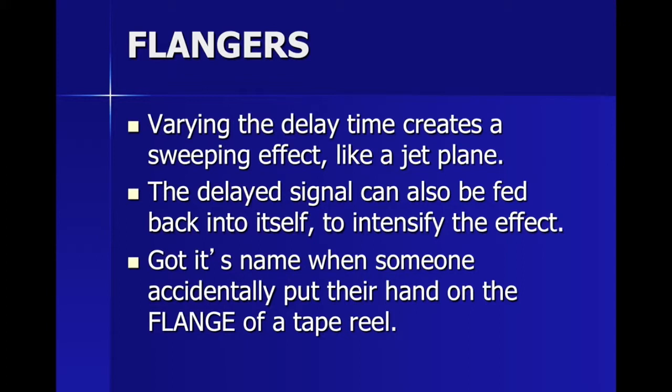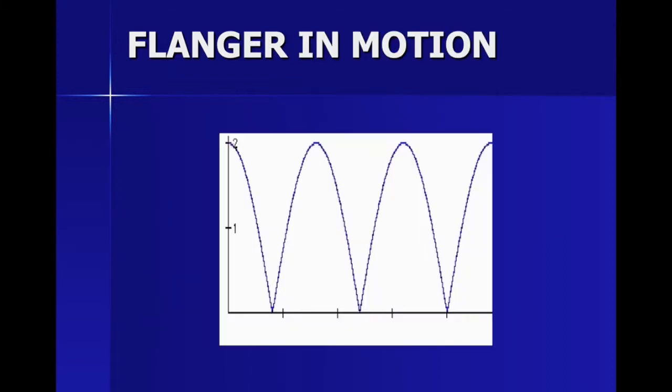They had two tape recorders that were synchronized to each other, and when Ken put his hand on one of the tape reels, or the flange of the tape reel, it slowed that tape down a little bit, and that created a very short delay, which created the flanging, swooshing effect. So that's a little bit of history about how flangers supposedly got their name, by putting your hand on the flange of a tape reel.